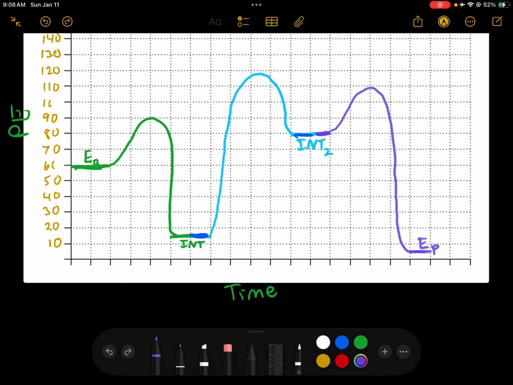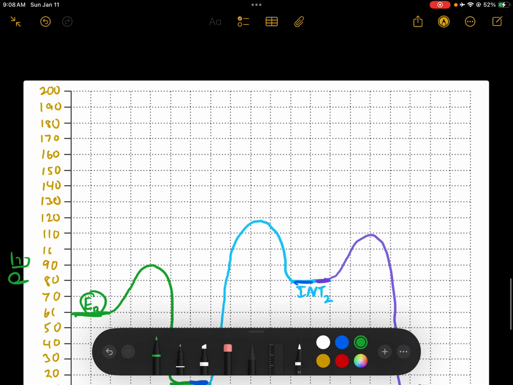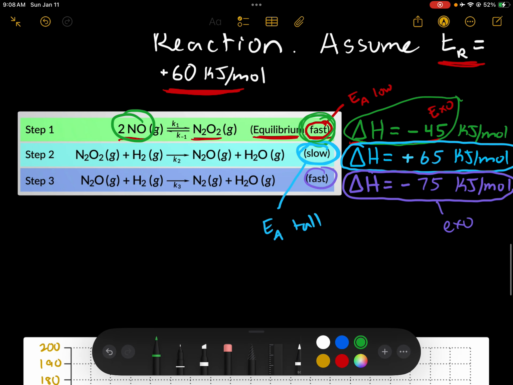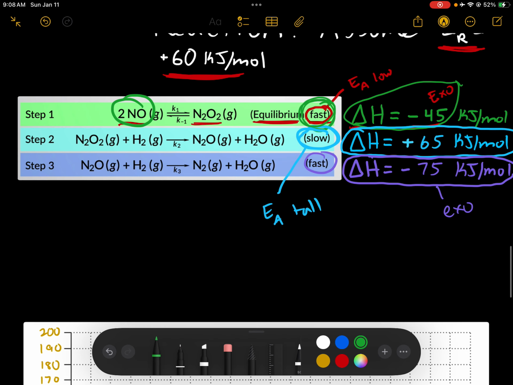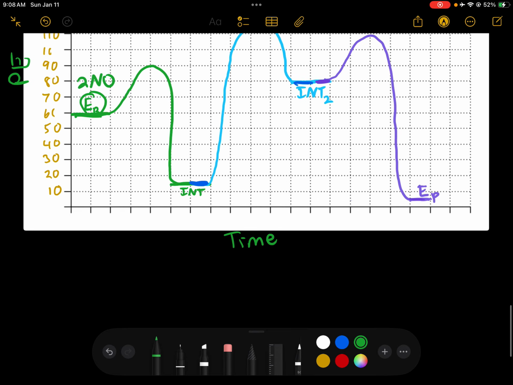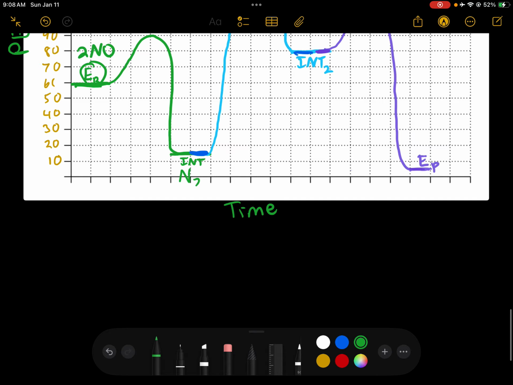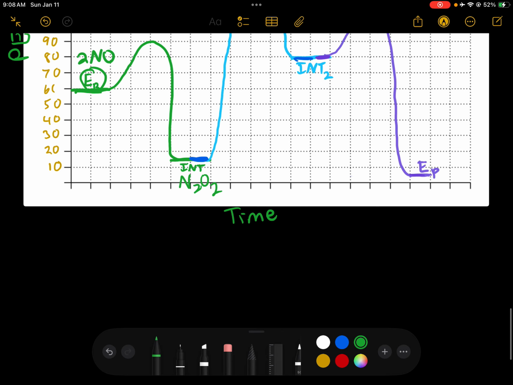Now, for some of the problems on your practice, you might be asked to label the intermediates as you go, in which case we wouldn't use labels like E sub R. Instead of E sub R, I would have literally just put my reactants there, so I could label that as 2NO. In terms of my intermediates, I would not have put just intermediate 1. I would have listed N2O2 here instead of intermediate 1. Those are a couple of different ways that you can sketch these graphs.